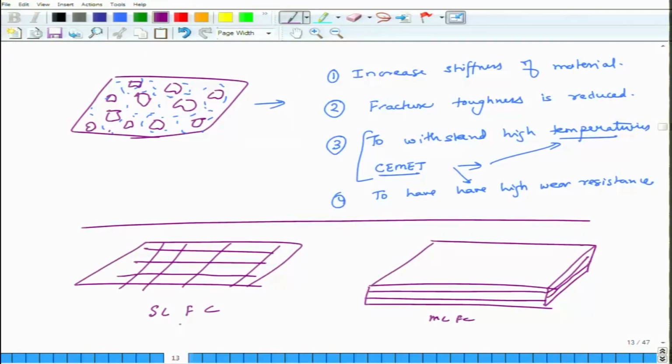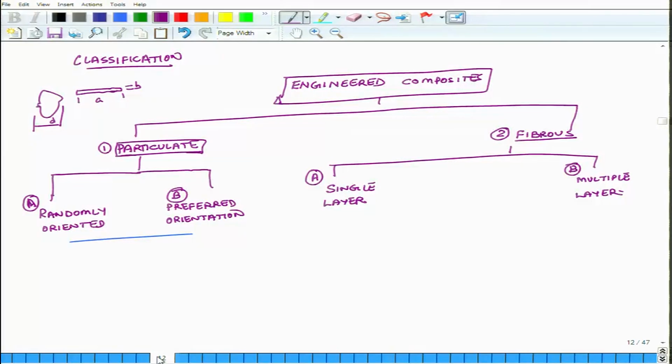Now both these composites rely on fibers to increase the properties of the material. Now remember, I have not yet said whether these fibers are long or short, they could be either, but here we rely on the fiber to make the thing either stronger or stiffer or lighter and so forth. So that is the purpose. So this is about fibrous composites. Now these single layer composites, I can again break them into two categories.